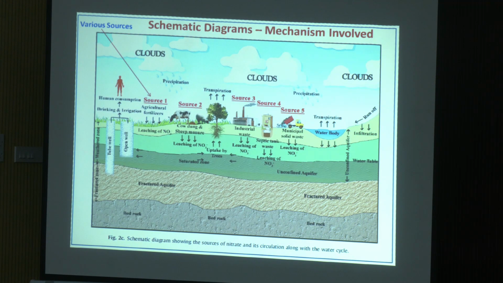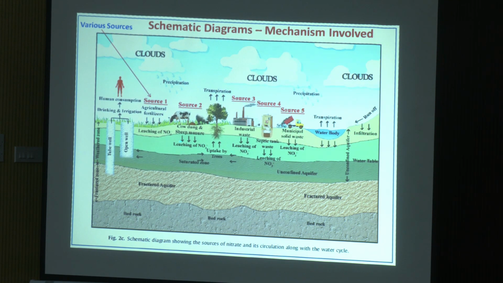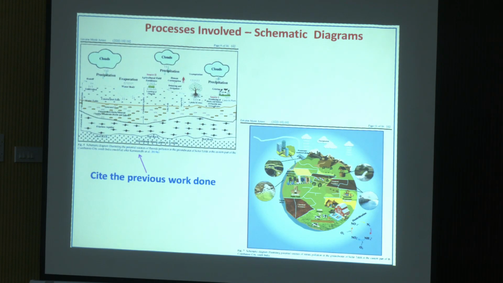Then another thing is schematic diagrams. This is also very important. Manually you can do it, or using computers or software you can prepare these kinds of schematic diagrams. You see here what the sources are, how it is related with the natural process, the water cycle. So you can represent it like this. Because time is already over, I will go through quickly. I will finish my slides.